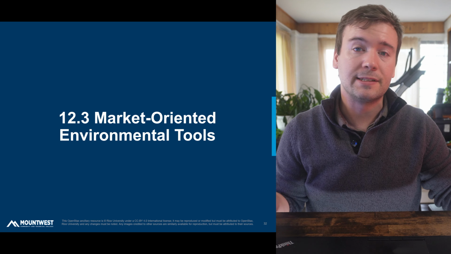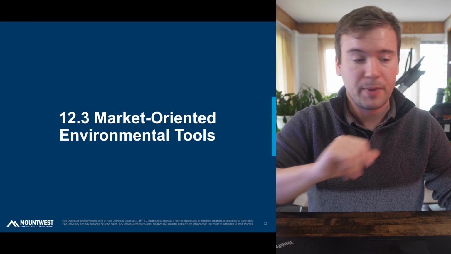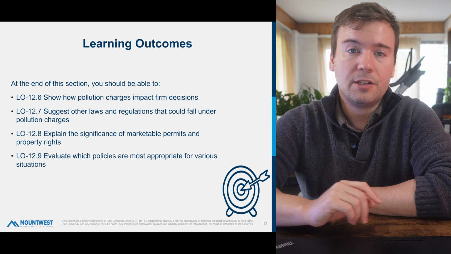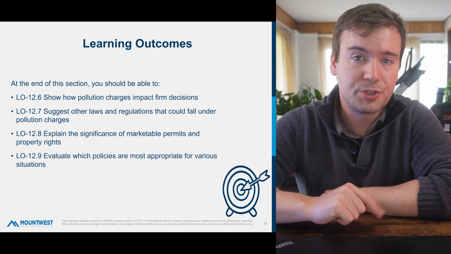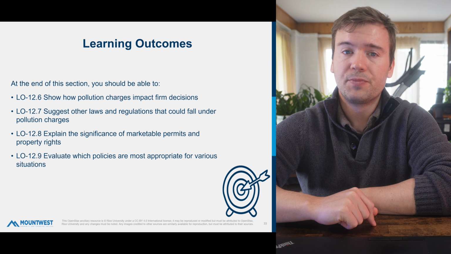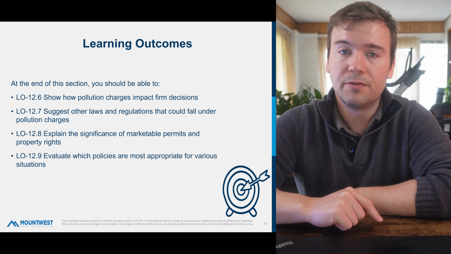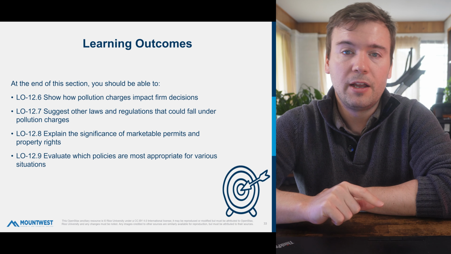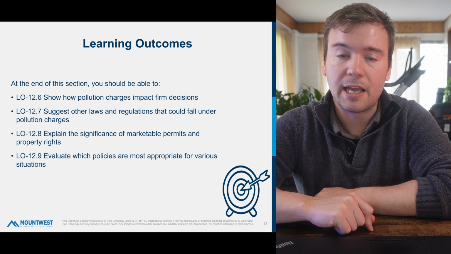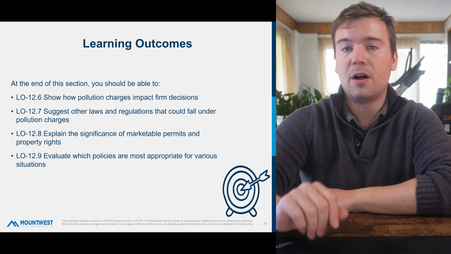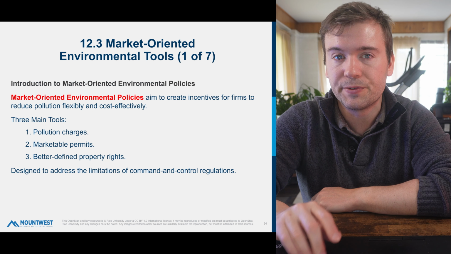So the three main tools that we're going to focus on are pollution charges, marketable permits, and better defined property rights. These approaches are really important to addressing some of the limitations that we saw with command and control regulations. So at the end of this section, you should be able to show how pollution charges impact a firm's decisions, suggest other laws and regulations that could fall under pollution charges, explain the significance of marketable permits and property rights, and then evaluate which policies might be most appropriate for various situations.